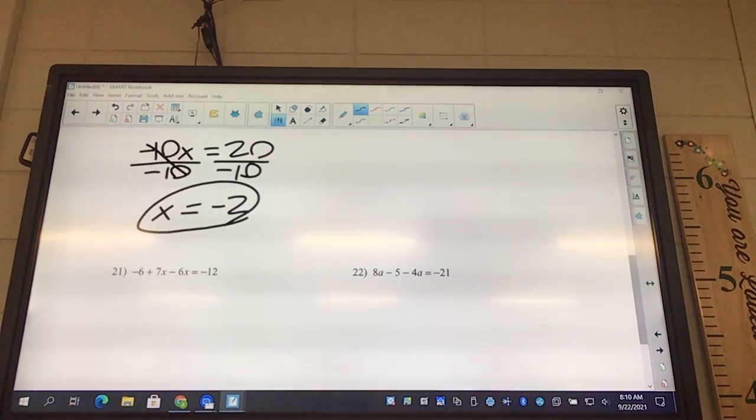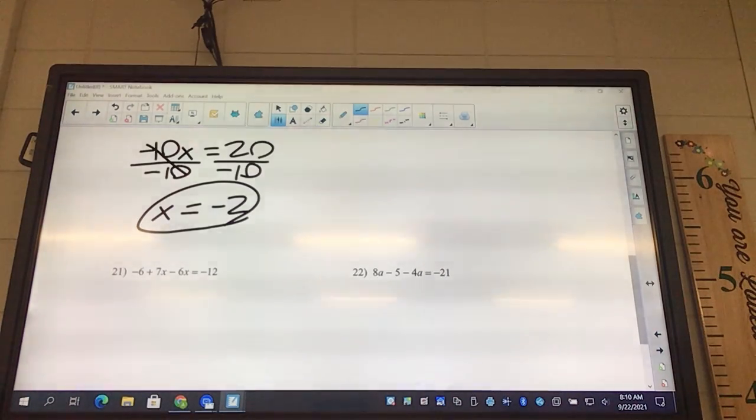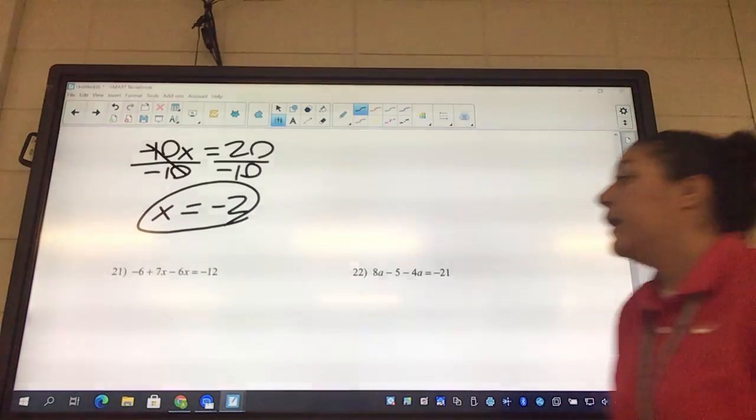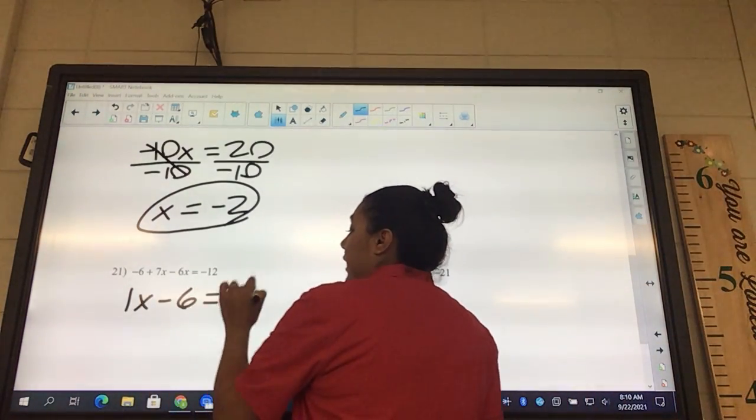Okay, 21. What can we combine? We can combine the x's. So I got 7 and a 6. It's going to give me a what? 1x minus 6 equals negative 12.